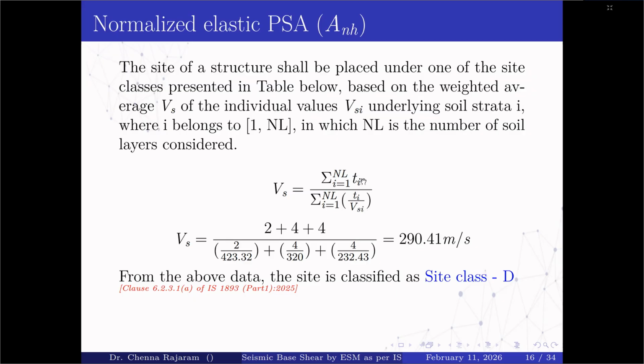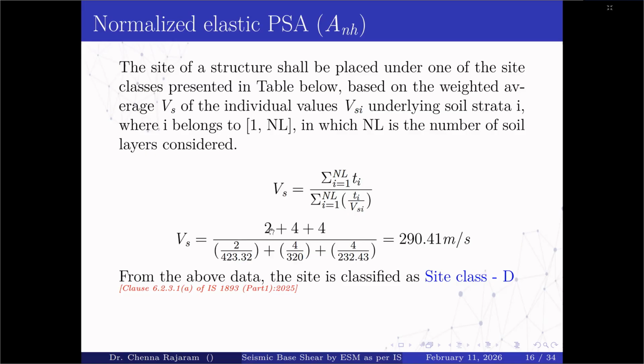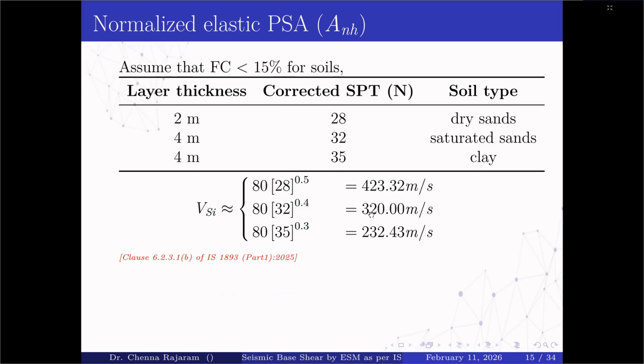Here, the thickness of each layer means, you see in the tabular column here, 2 meter, 4 meter, and 4 meter. So the summation of all thicknesses, 2 meter plus 4 meter plus 4 meter, divided by thickness over the corresponding shear wave velocity. Now you see the thickness, that is 2 meter. For 2 meters, the shear wave velocity is 232.32 meter per second. For 4 meter, 320. Again for 4 meter, 232.43 meter per second.